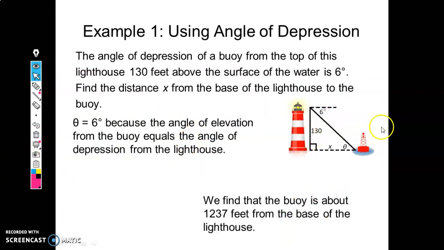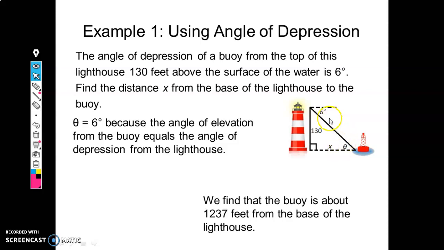Okay, so we have a buoy. It has an angle of depression of 6 degrees. We're finding the distance x from the base of the lighthouse here. Because we have that angle of depression, we could also use the alternate interior angle idea to realize that 6 degrees is down here as well, okay?